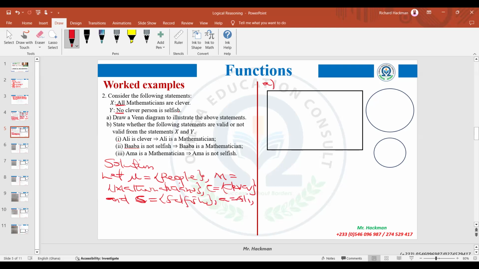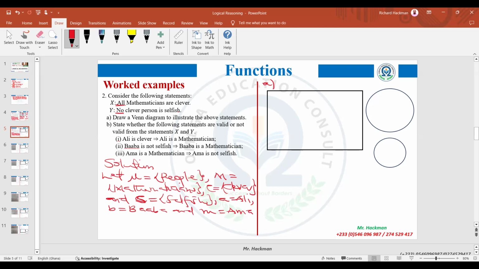Small letter B will be for Baba. Then the last one will be Ama. We've used A, so we cannot use A to represent Ama, so let's go for M. Is that clear? So we've done all the labeling.